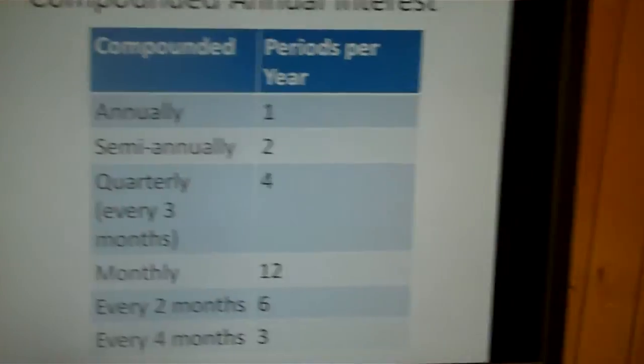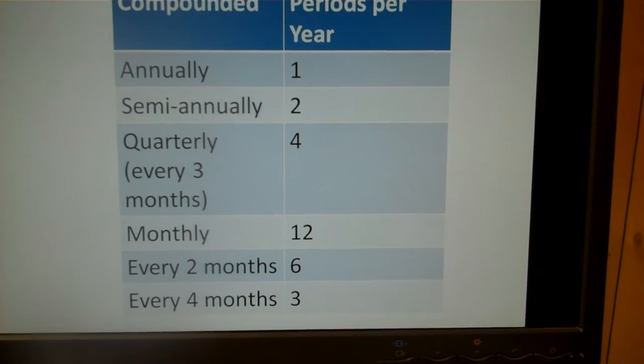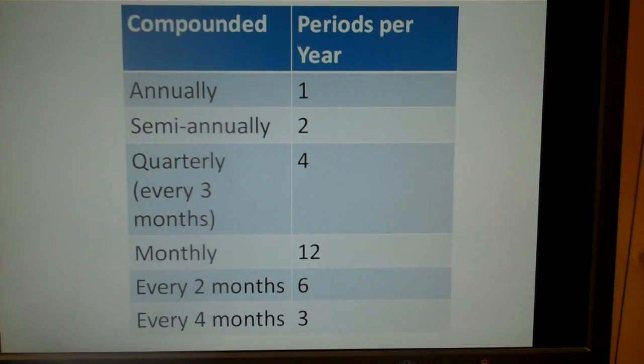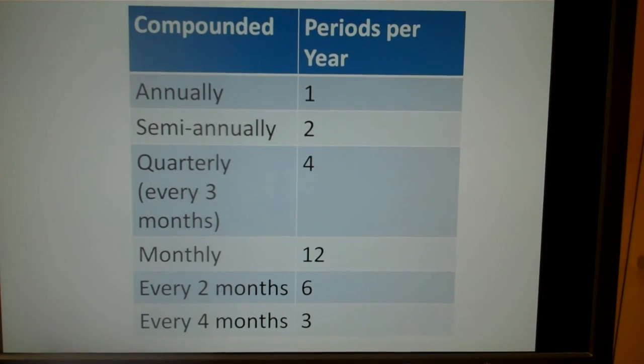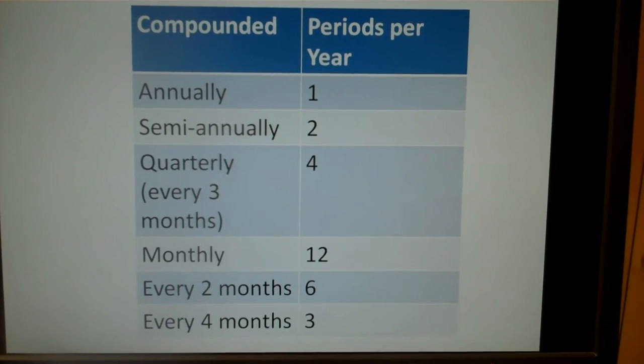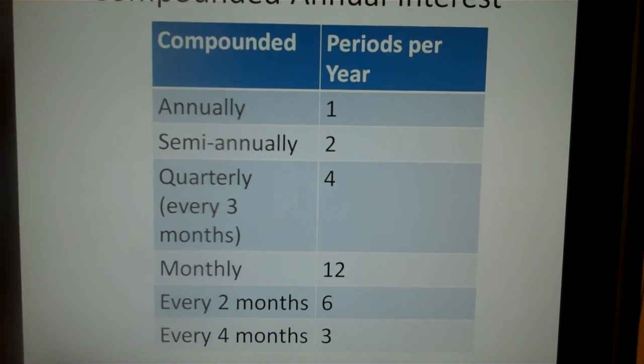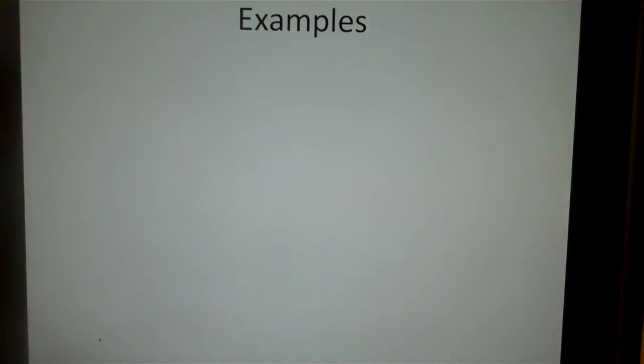Here you have a table which will give you your keywords to tell you how many times it's going to be compounded. Of course, annually means once a year, semi-annually means twice a year, quarterly means 4 times a year, and monthly means 12 times a year. Those 4 are going to be the ones you see most often.